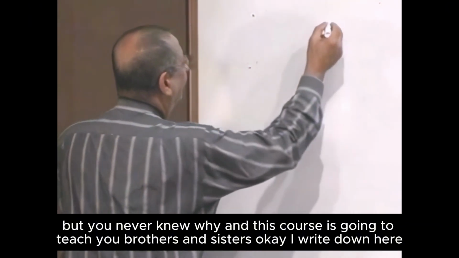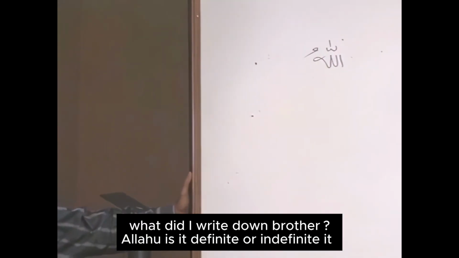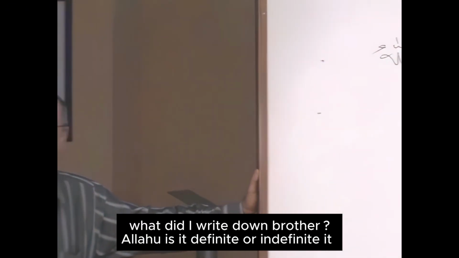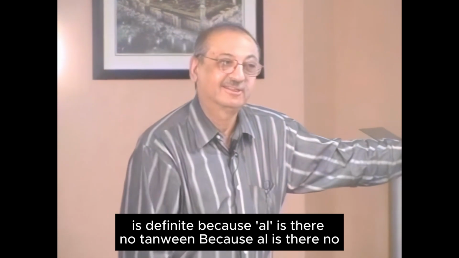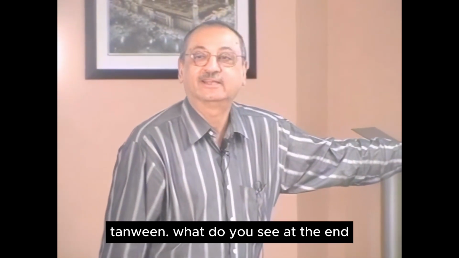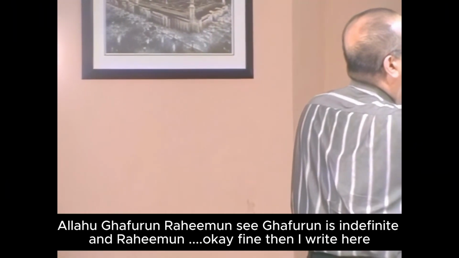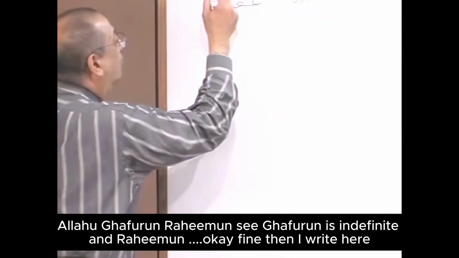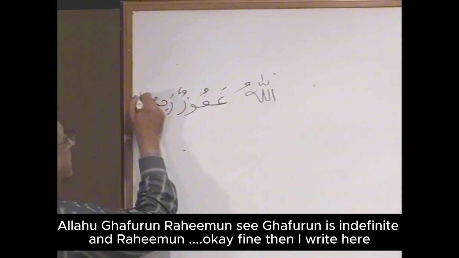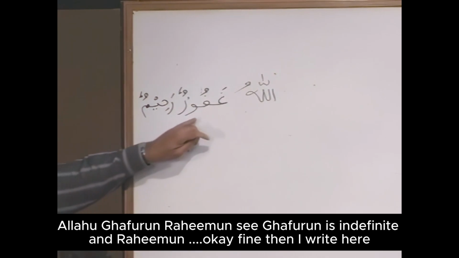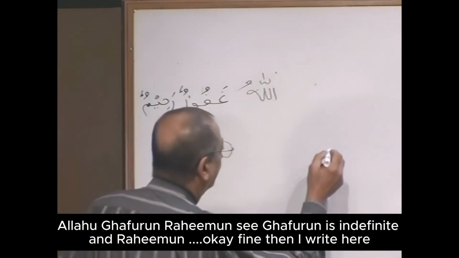Okay. I will write down here. What did I write down, brother? Allahu. Is it definite or indefinite? It is definite because Al is there. No tanween. Because Al is there, no tanween. What do you see at the end? Dhamma. Dhamma you see, okay? Allahu Gafurun Rahimun. Okay? See, Gafurun, indefinite. Rahimun, okay? Fine.